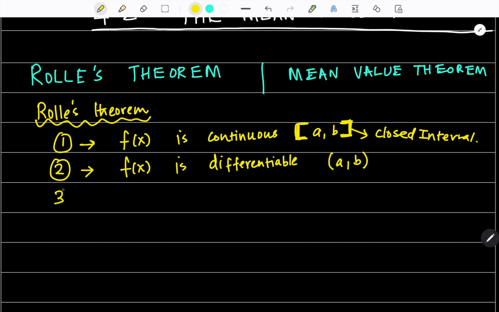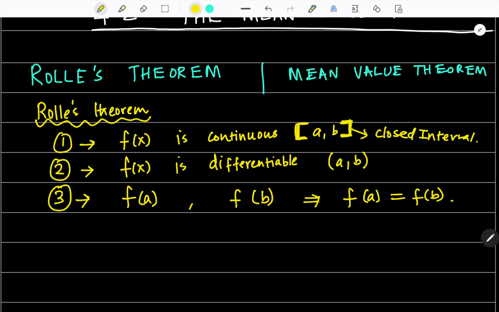Step number 3. You are going to find f of a and f of b, and make sure f of a is equal to f of b. This condition must be satisfied in Rolle's theorem. If this third condition is satisfied, it means what? What did I say in the class?